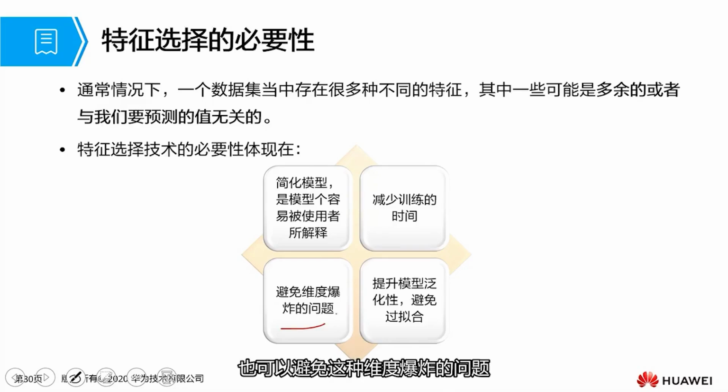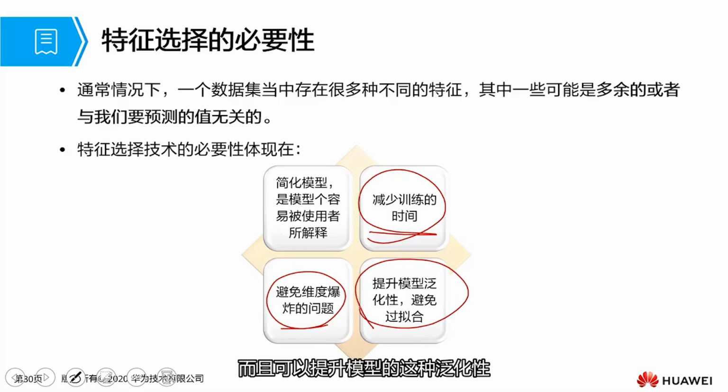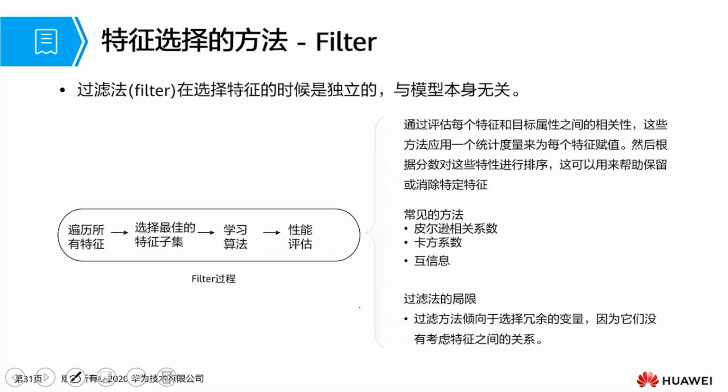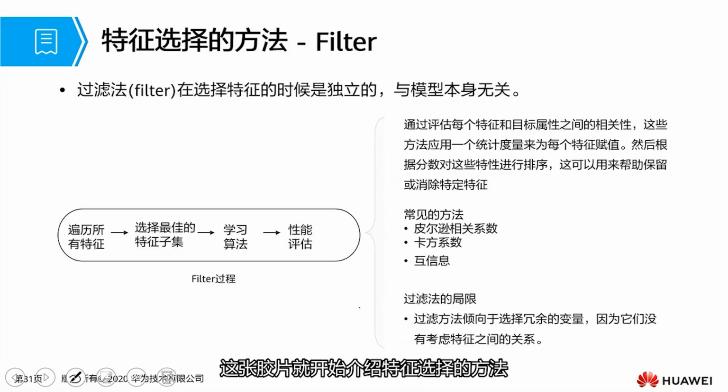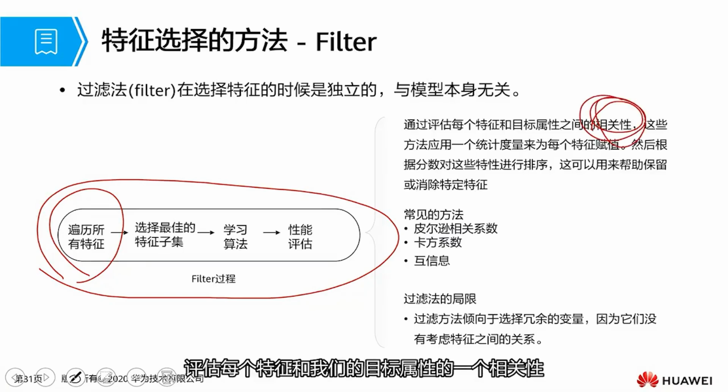Methods of feature selection. This slide begins to introduce the methods of feature selection. The first method is the filtering method. The overall process of the filtering method is on the left. It traverses all features, then finds the correlation between each feature and our results. The most important point is the relevance. Evaluate the relevance of each feature to our target property, arrange in order of relevance, retain highly correlated features, and select the features we need in the end.